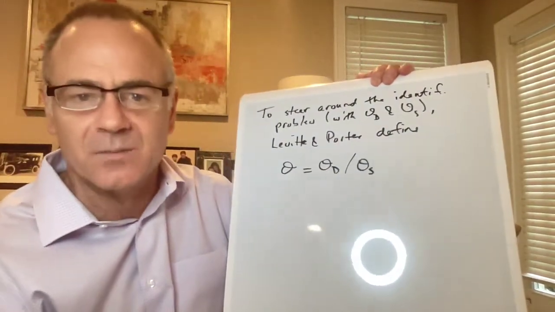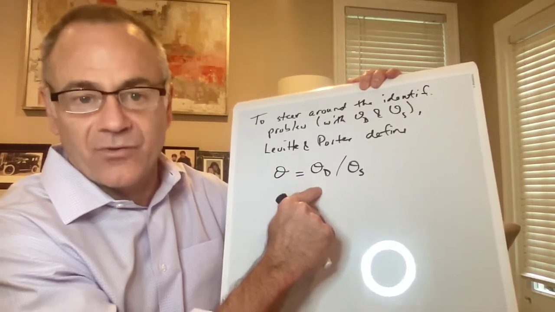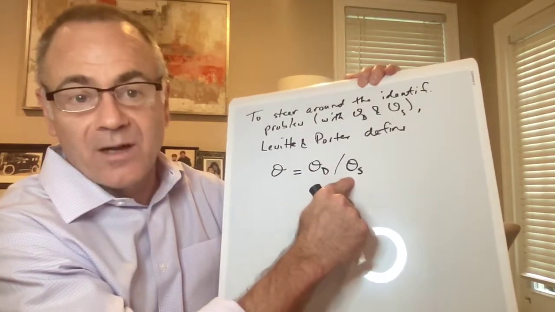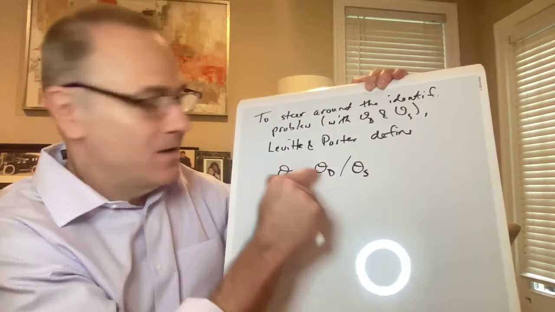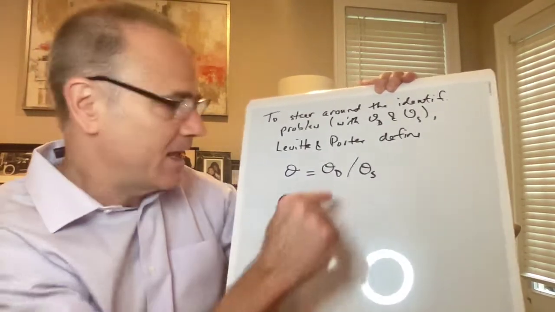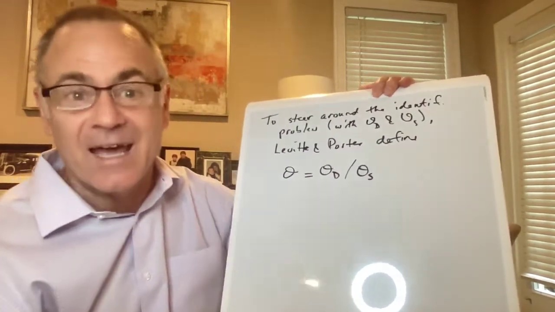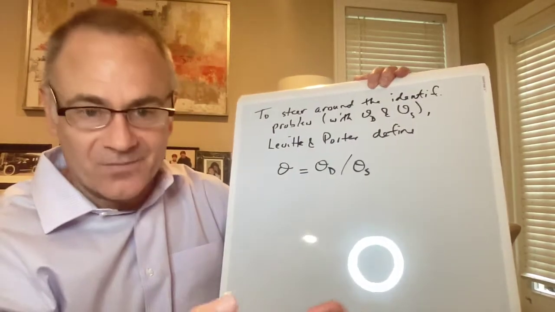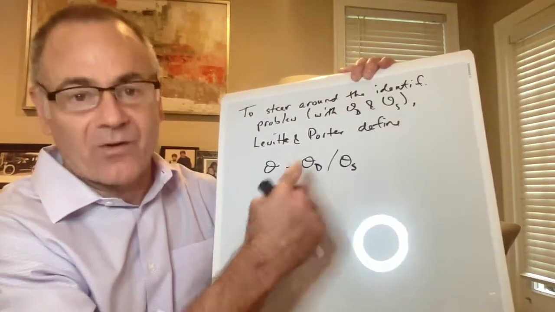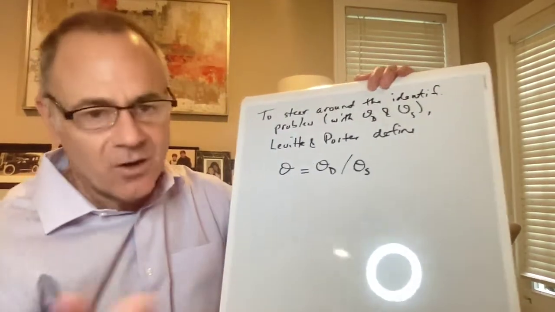By the way, let's think about the substance of this for a second. Theta D is the probability of having a crash when you're drunk. Theta S is the probability of having a crash when you're sober. We should think theta D should be higher than theta S. And it turns out they get that the estimate of theta is about 8. So if you're drunk, you're about 8 times more likely to have a fatal crash than when you're sober. So remember that theta D divided by theta S is about 8.